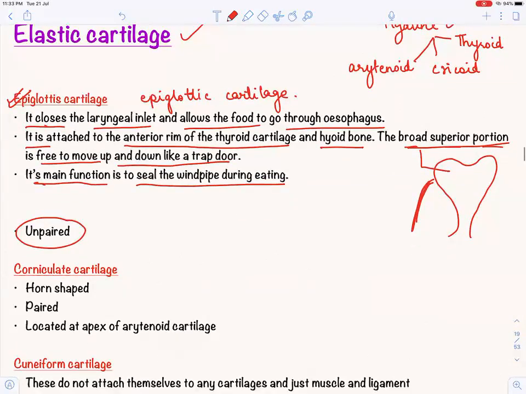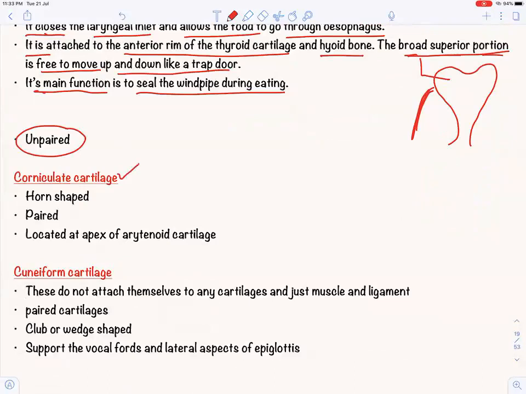Corniculate cartilage: we had seen that if this is arytenoid cartilage, there was this corniculate cartilage. It is horn shaped. It is paired. And it is located at the apex of arytenoid. So this is arytenoid cartilage, and this is corniculate cartilage.